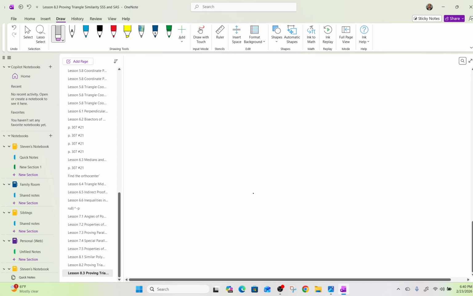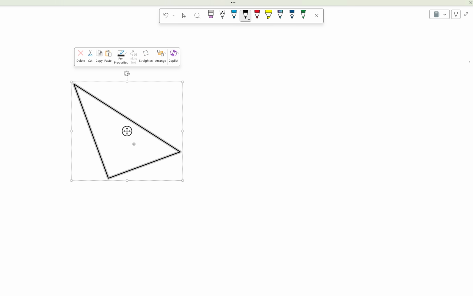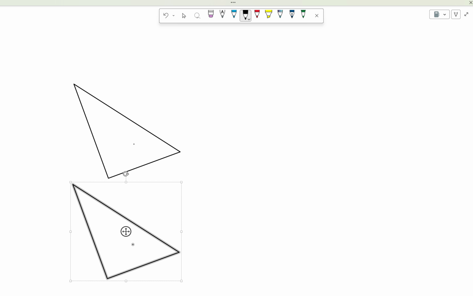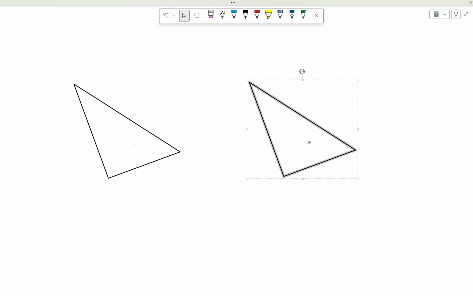Last part of the lesson is involving our second theorem here, which is SAS similarity. So let me illustrate this for you guys. Remember, if you guys have any questions in the chat, you're always free to ask. Okay. Here we go. I'm gonna erase. We got an extra little speck in there. Let's go ahead and get rid of that.